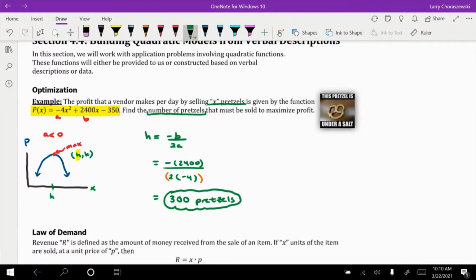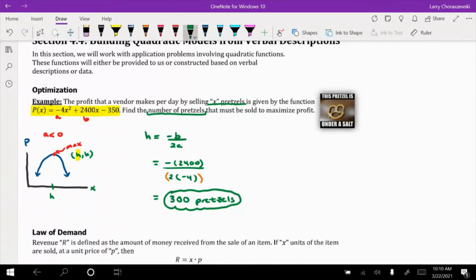Now, if we wanted to figure out the maximum value of the profit, what would we do to figure that out? To figure out the max profit, you would take the 300 and plug it into this profit function. But it doesn't ask us for that. It just wants to know how many pretzels need to be sold in order to get that maximum profit.